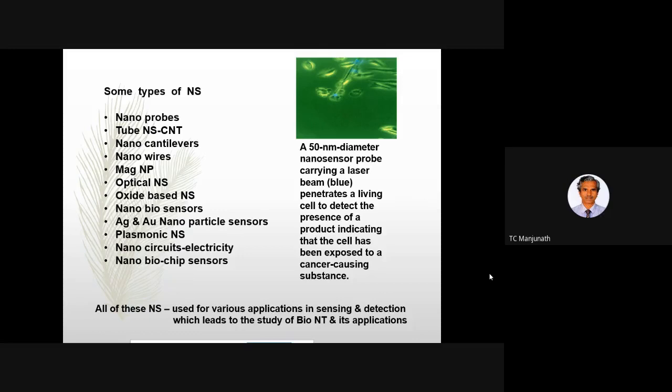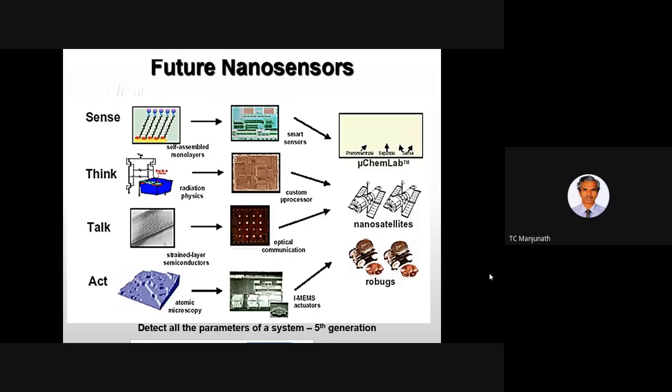The blind people and the not blind people, right? And the modern day sensors, the future sensors, by the 10^-12, the femto level sensors, they can not only sense, they can think, they can talk, they can act accordingly, and get adaptable to the environment.